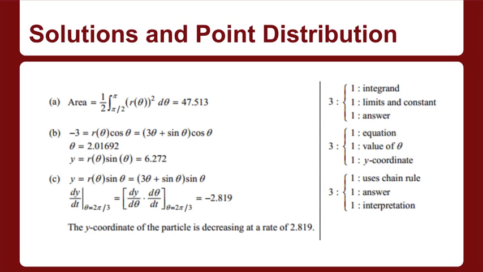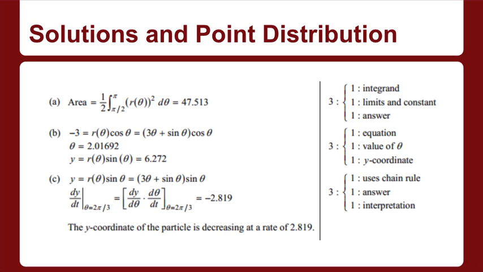Here's the full solution write-up and point distribution, in case you missed anything. You're going to need the integrand in this function for area, also known as just the function they give you for r of theta, and make sure that you square that, of course. You'll also need to make sure that you have both of those limits correct, pi over 2 and pi, as well as the constant 1/2. The final point is allocated simply for getting the correct answer to the correct number of decimal places.